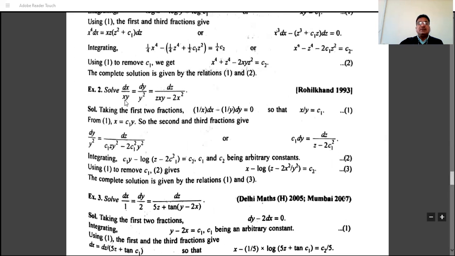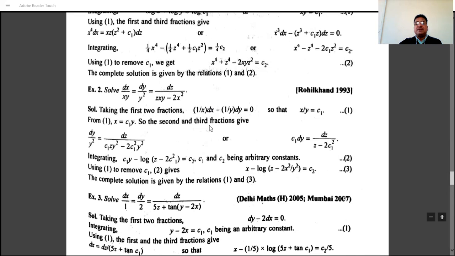Then solve the same: dx divided by x into y, dy divided by y square, dz divided by z x y minus 2x square. So consider the first two fractions, because z is absent, and then after separating the variables, we have this, and so we have x by y is equal to c1. So 1 by x integration is what? Log x minus log y is equal to log c1. Log x minus log y is log x by y is equal to log c1. Then cancel log, we have x by y is equal to c1.